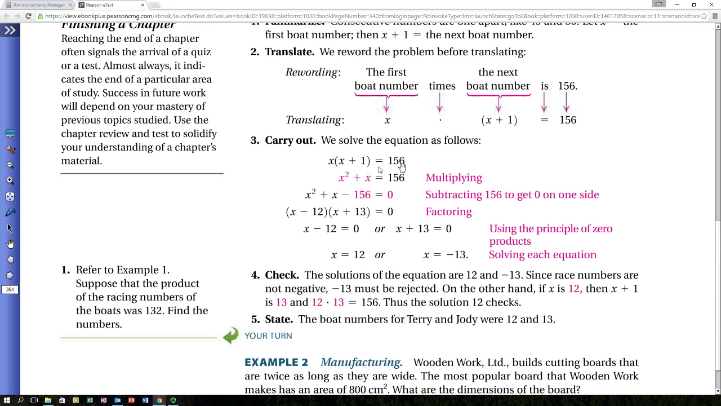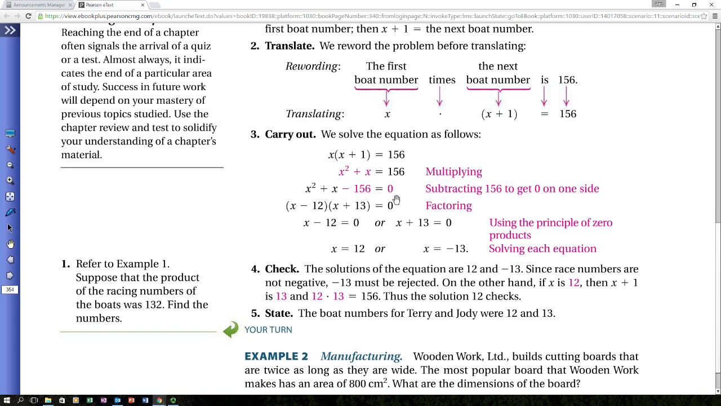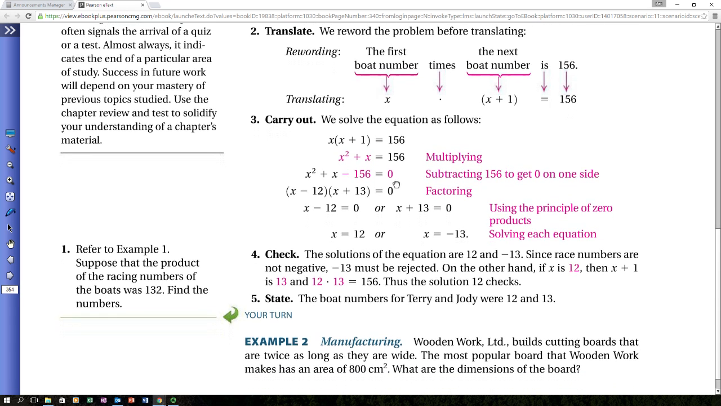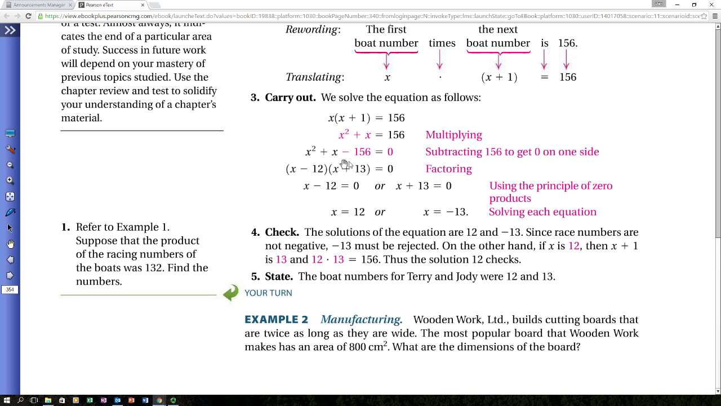Well, to solve this kind of quadratic, I need to get it equal to 0, just like we've done in prior sections. So I add a negative 156 to both sides. Now, if I can factor this, hey, I got something I can do with this, because these two things multiplied together make 0 now. And I can say, well, the only way that can happen is x minus 12 in this case has to equal 0, or x plus 13 has to equal 0.